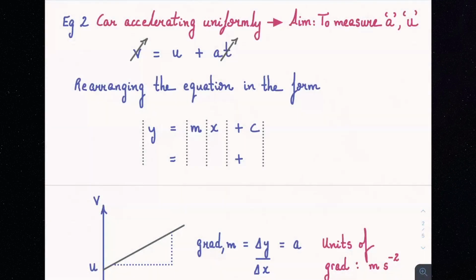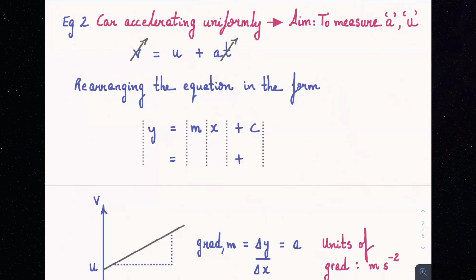Let us now take another example, considering a car accelerating uniformly, meaning with constant acceleration. The aim here is to measure its acceleration and initial velocity. From theory, we know that v is equal to u plus at. The variables here are velocity and time. In other words, the velocity changes with time since the car is accelerating.